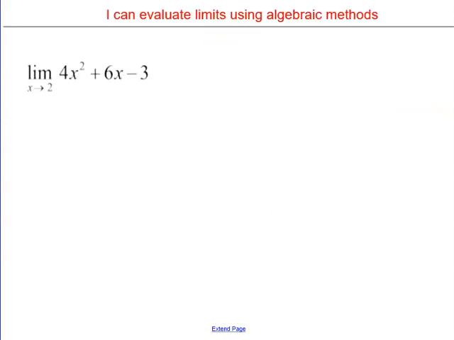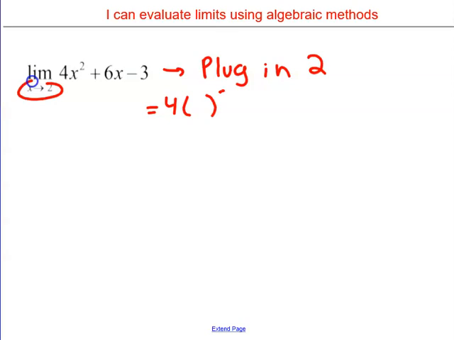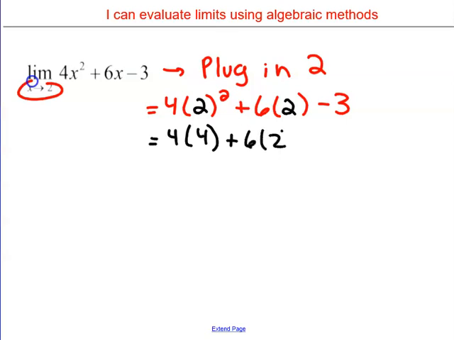So if we look at 4x squared plus 6x minus 3, and we have a number that is approaching 2, we're going to just plug in the number 2. So 4 blank squared plus 6 blank minus 3. Of course, we'll fill that in with a 2. And we get 4 times 4 plus 6 times 2.